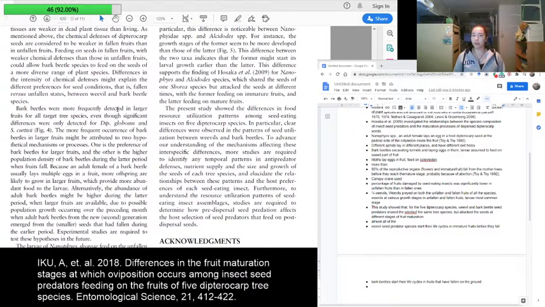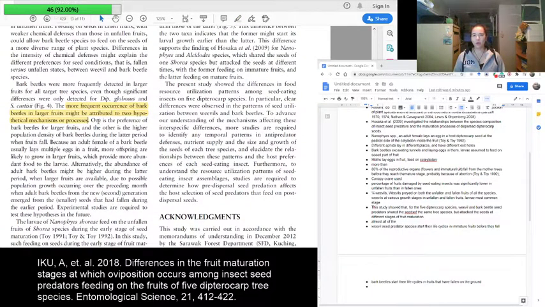Bark beetles were more frequently detected in larger fruits for all target tree species, even though significant differences in call mechanism processes. Let's just put a little thing on that. One is the preference of bark beetles for, and they have a preference for large fruits.